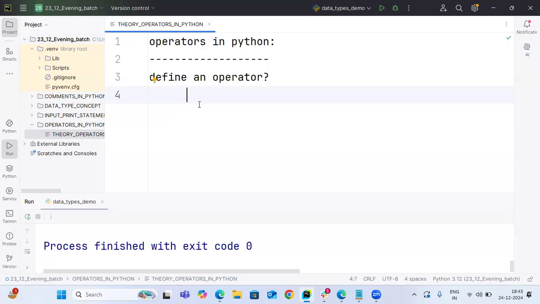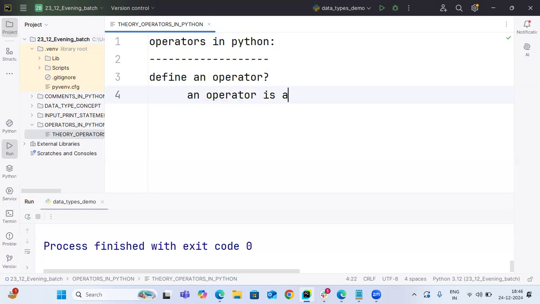There is a situation, right? Vaibhav? Sir, an operator is a symbol which is used to compare or multiply or add two or more operands. Yes, great, absolutely.